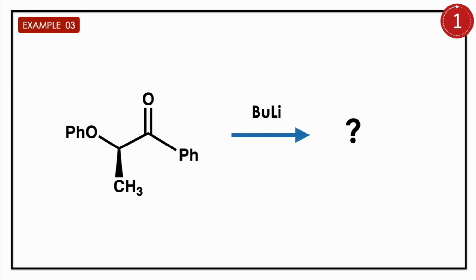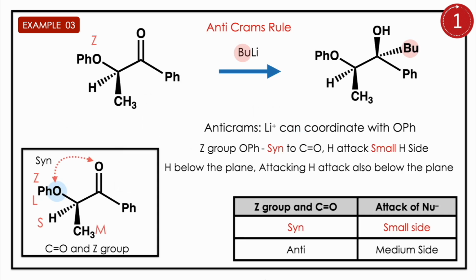Then the next example. Here you have a carbonyl. It is a ketone. One side phenyl, another side you have phenoxide and methyl. Methyl above the plane. You are using butyl lithium. You should find what will be the final product. Here you have a carbonyl. A coordinating group, PhO, is there, which is an ether derivative, which can coordinate. Lithium is the metal. So there are chances of anti-Cram's rule.